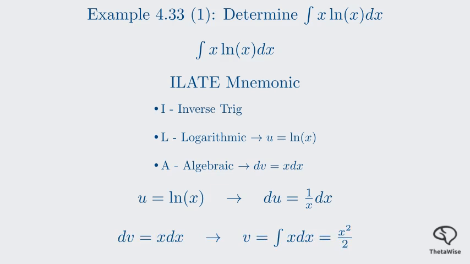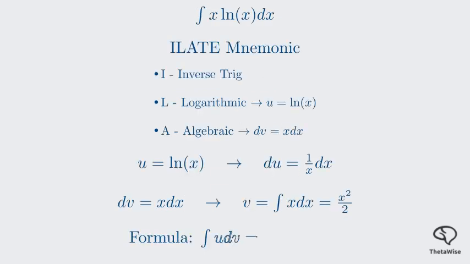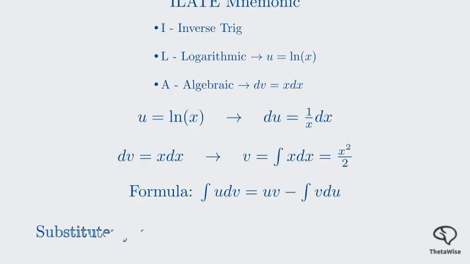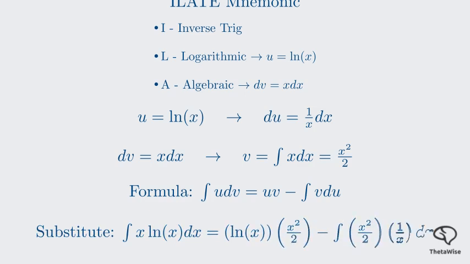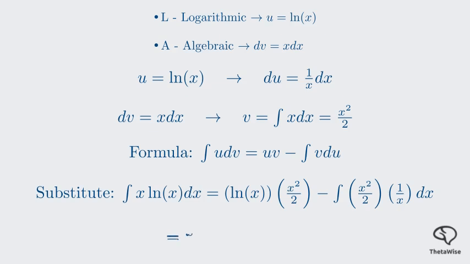Now for step 3, apply the formula. The formula is the integral of u dv equals uv minus the integral of v du. Let's substitute our parts. First is uv, which is ln of x times x squared over 2. Then we subtract the integral of v du, which is x squared over 2 times 1 over x dx. Take a look at that new integral. It's the integral of x over 2. That's much simpler than our original integral. This confirms our choice for u and dv was a good one.